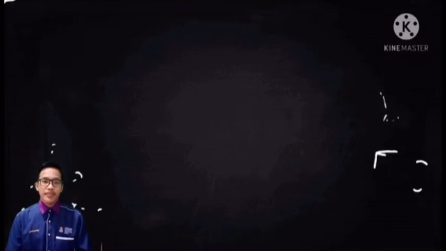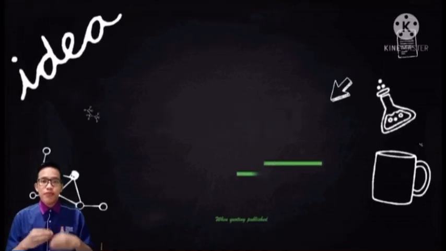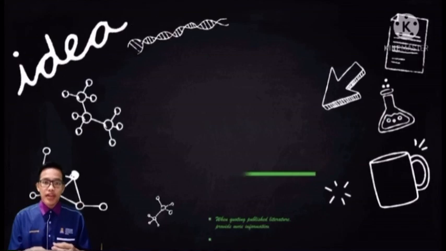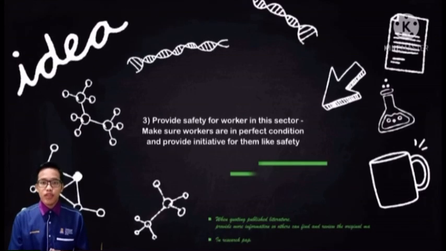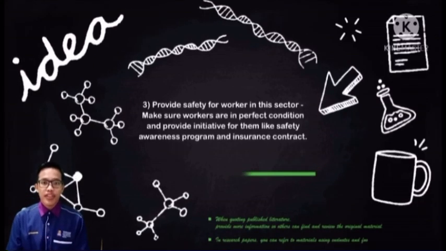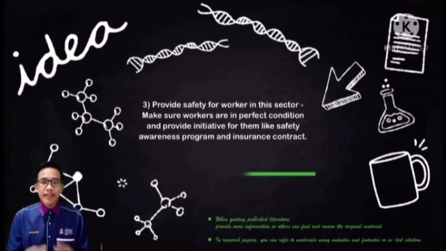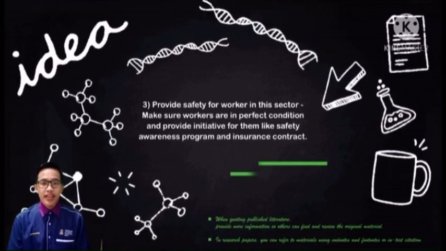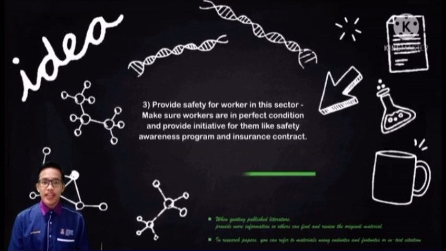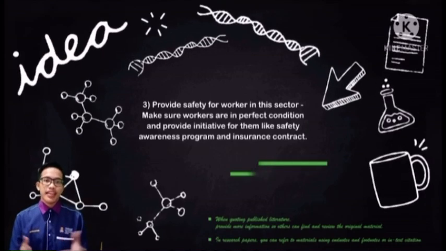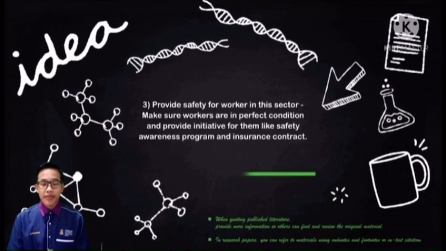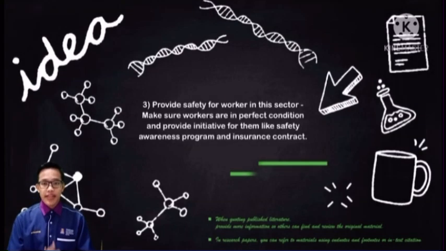And the last one, the company needs to provide safety for their workers in the sector. They need to make sure they are in perfect condition before doing their work. The company can also hold a safety awareness program for the workers and also encourage them to take insurance contracts so they can claim compensation if something happens to them while they are working.